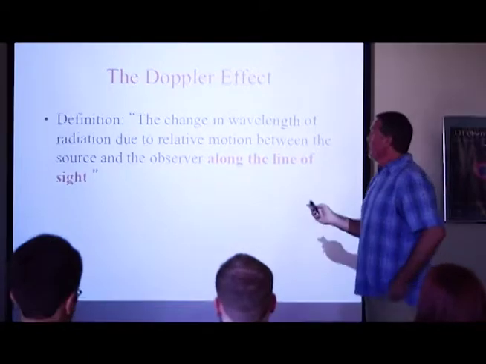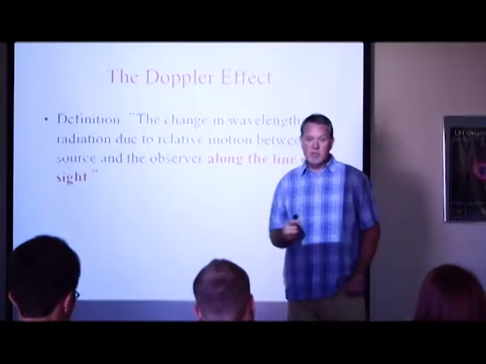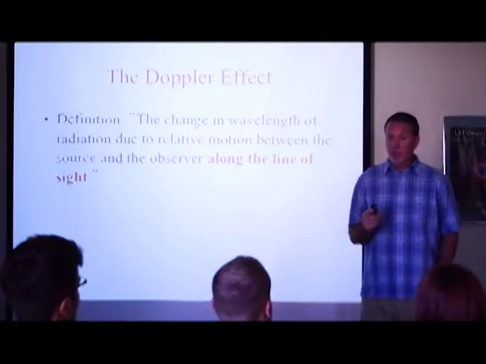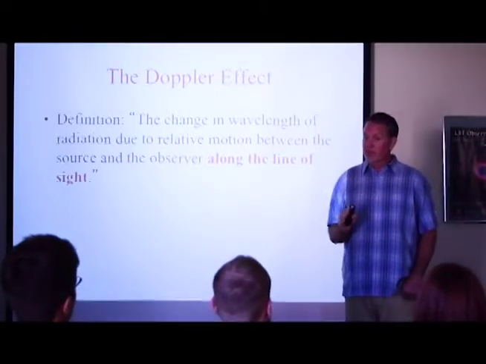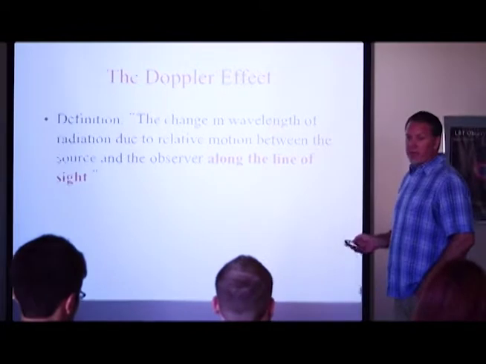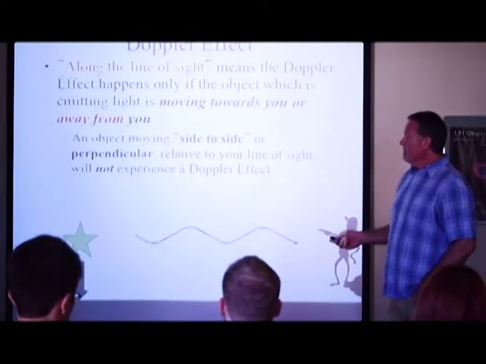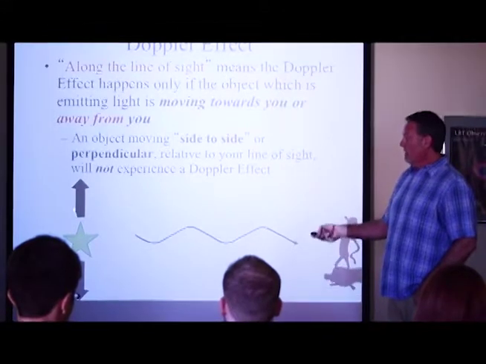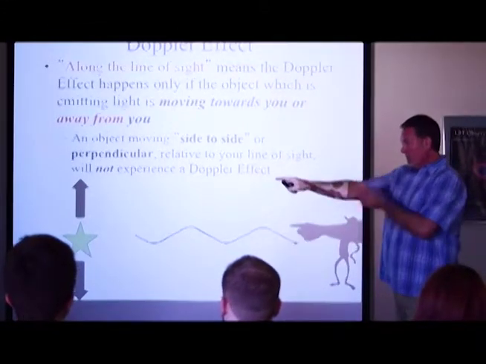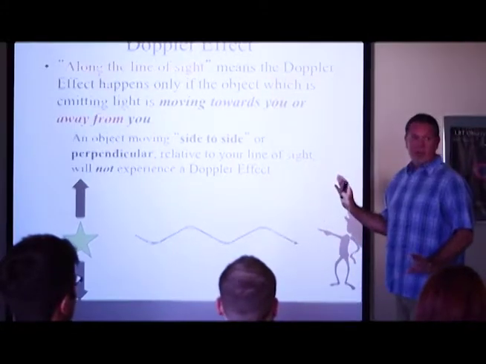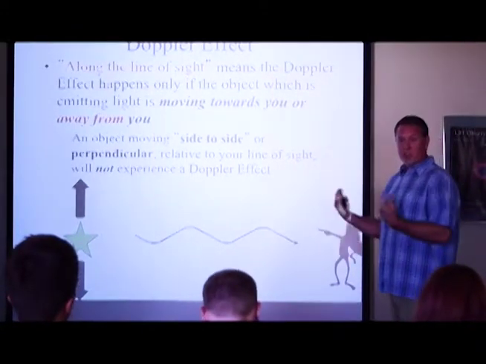Perfect. So if I'm moving like this relative to your line of sight, side to side, I'm not moving toward or away from you. My light is not Doppler shifted at all. So the line of sight really matters. As a visual way of looking at that, if the motion of the star is up and down, or perpendicular to your line of sight, there is no Doppler shift. You can't detect that motion. It's only whether it's towards or away.